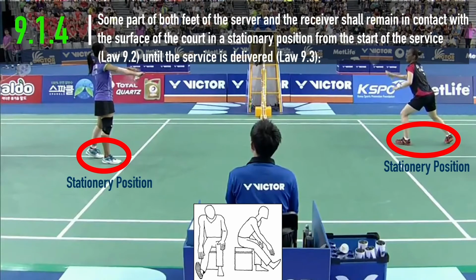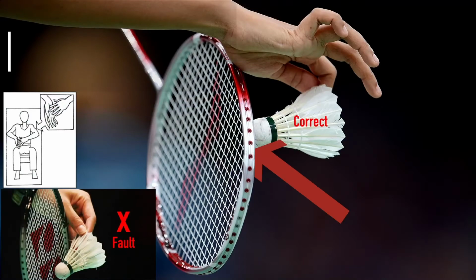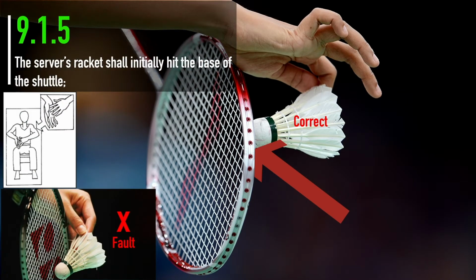9.1.4. Some part of both feet of the server and the receiver shall remain in contact with the surface of the court in a stationary position from the start of the service, refer Law 9.2, until the service is delivered, refer Law 9.3. 9.1.5. The server's racket shall initially hit the base of the shuttle.